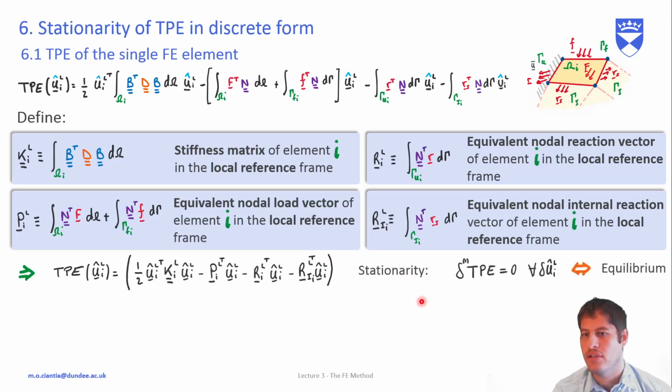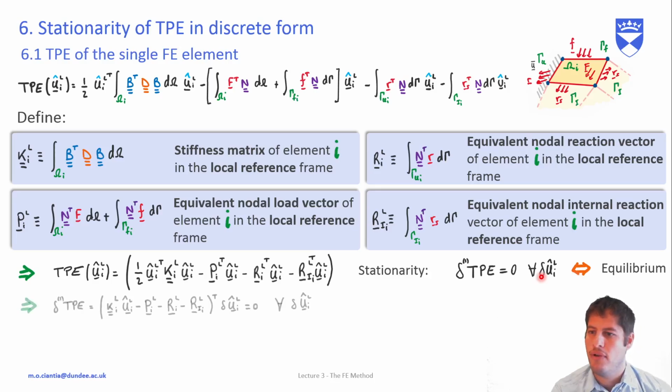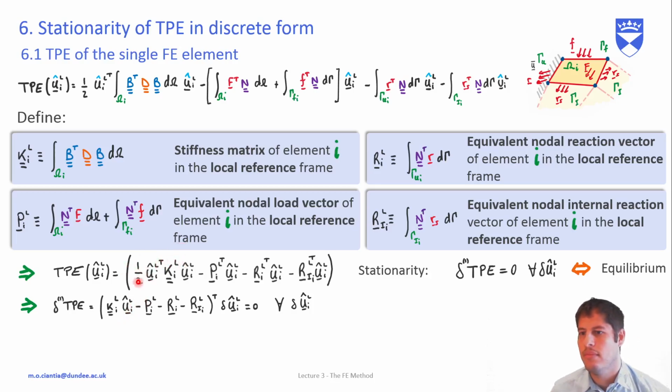Stationarity of the total potential energy, if we do that, we get the first derivative, let's say, equal to 0 would imply equilibrium. And so if we do that, we differentiate this, we see that this was a squared term, so we have a half u squared becomes 2u, and then the delta u goes out. The derivative of that with respect to u is P delta u goes out, minus R delta u, etc. for all the u's.